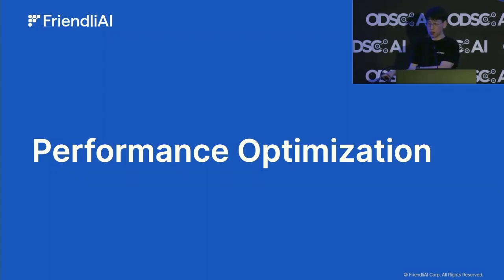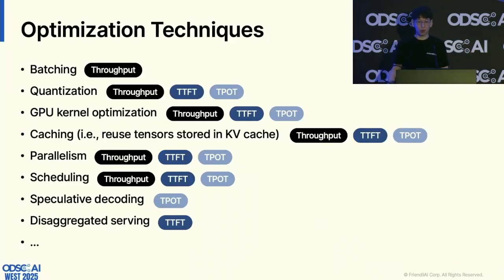So now I'm going to switch gears and start with techniques to optimize performance. To achieve the goals, we apply a range of optimization techniques. Key optimization techniques for inference include batching, quantization, GPU kernel optimization, caching, parallelism, scheduling, speculative decoding, disaggregated serving, and more. It's a lot. And each technique targets different bottlenecks. Some focus on latency, others on throughput, and some improve both.